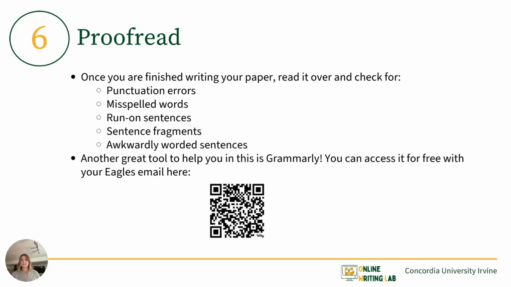An important element of academic writing is proofreading to check for punctuation errors, misspelled words, run-on sentences, sentence fragments, and awkwardly worded sentences. A great tool you can use is Grammarly. Access it for free with your Eagles email by scanning this QR code.